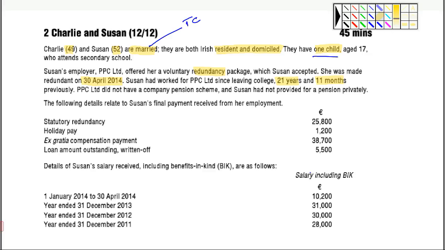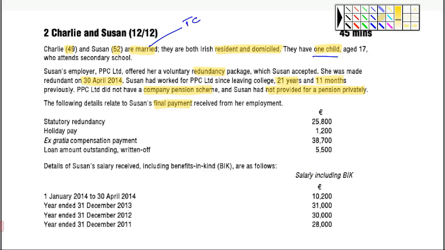They also tell me for some reason that this particular company didn't have a pension scheme and that she's not provided for a pension privately at all. Okay, now here comes the detail of the payments, in other words, the final payments that she's received, and you'll see that there are 4 in all, and they're all different.